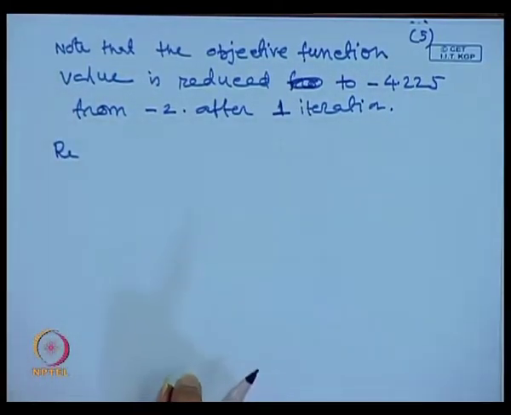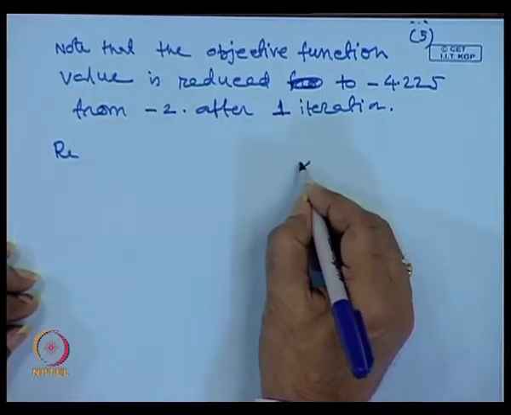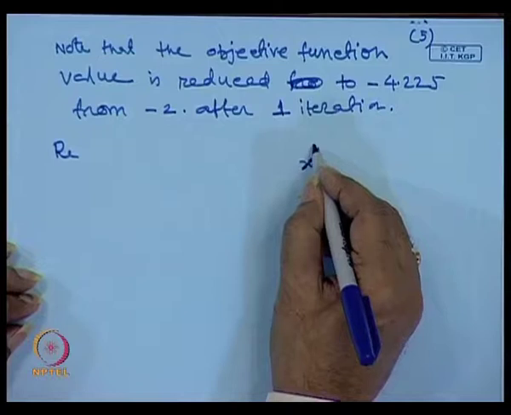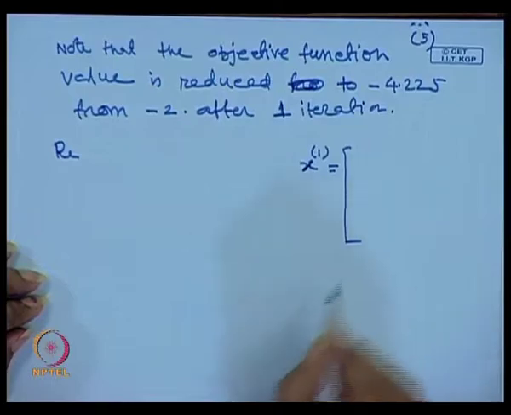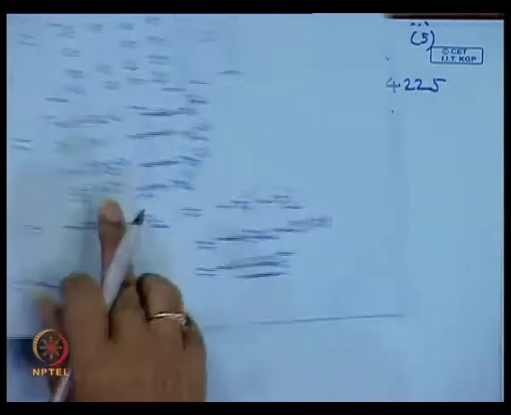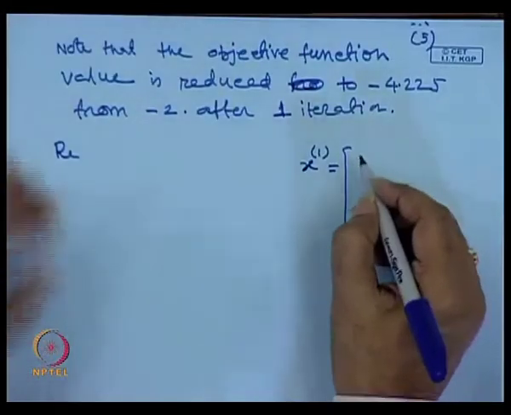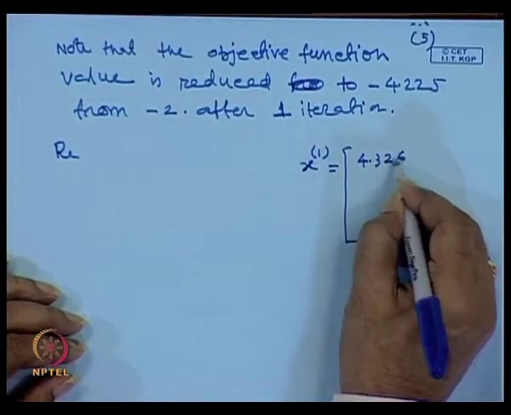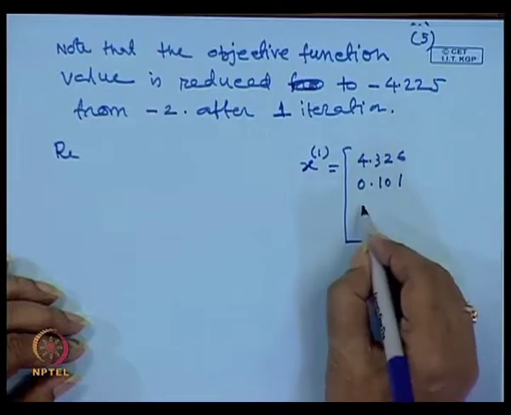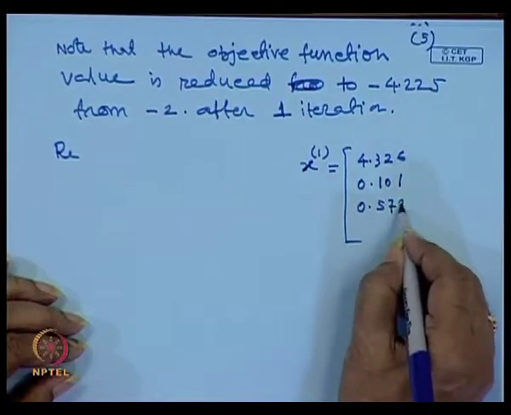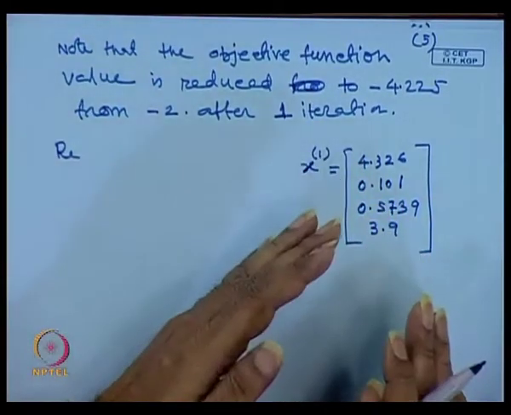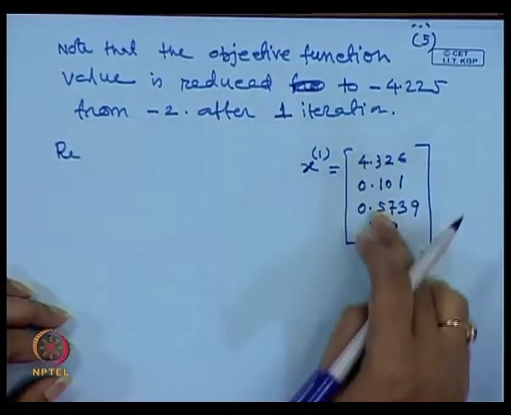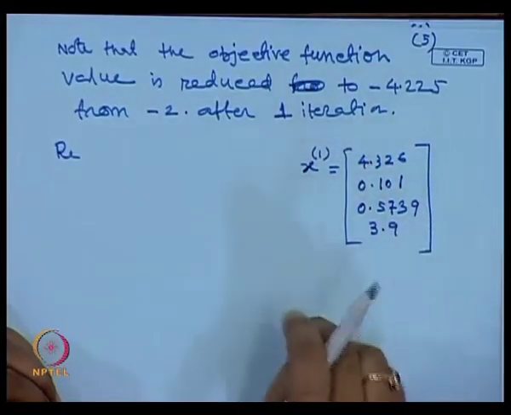Now we will consider this x of superscript 1. This value you know; you have just calculated these values. So, I am writing these values: 4.326, 4.101, then 0.5739, 3.9. You can treat this as our initial guess. These are not equidistant from the, what is called, and obviously this is an interior point.